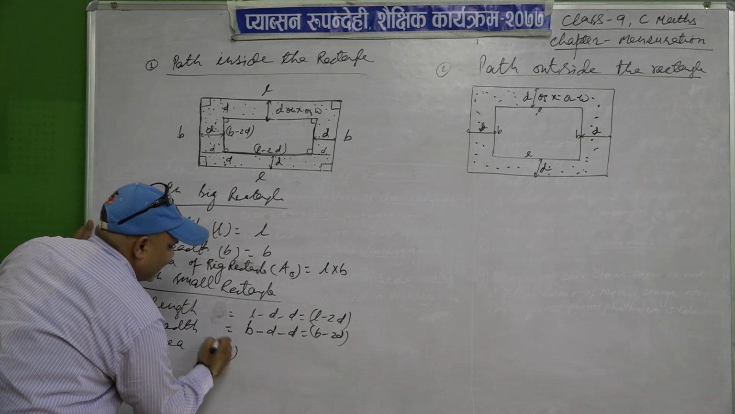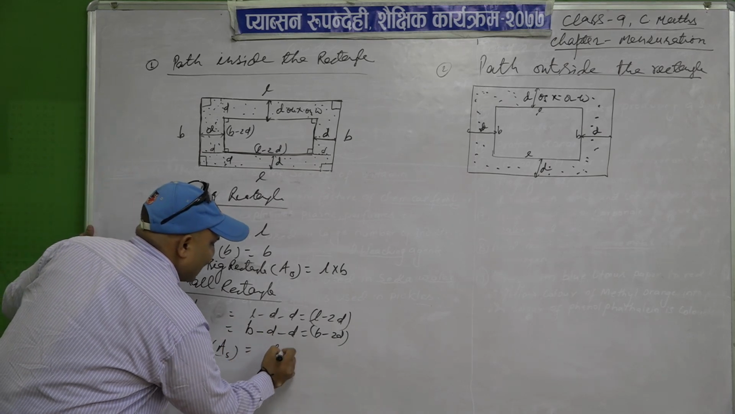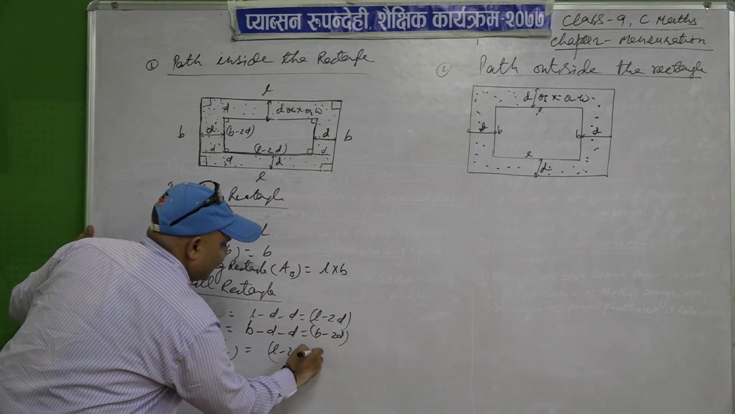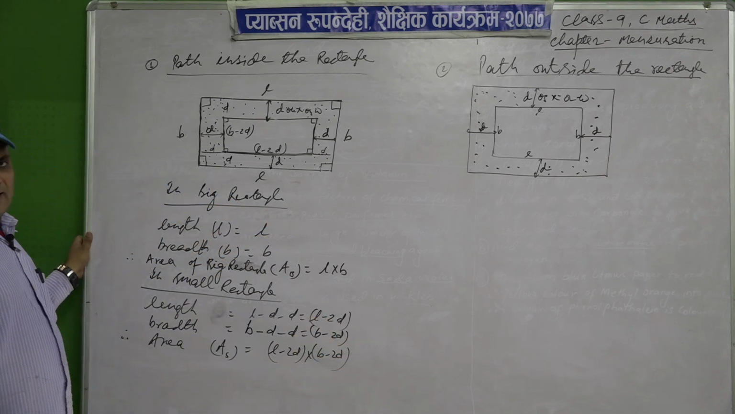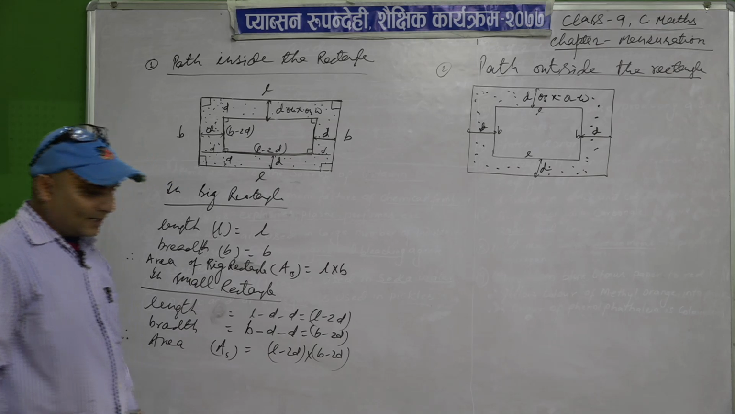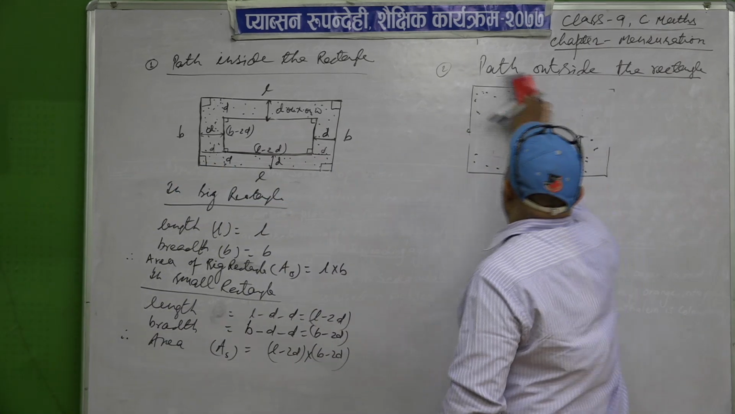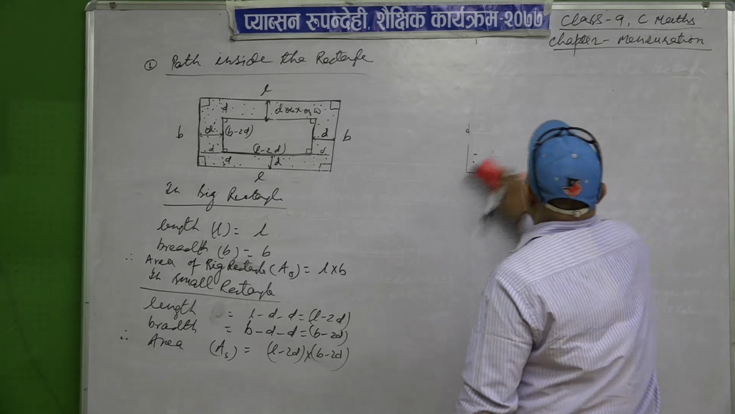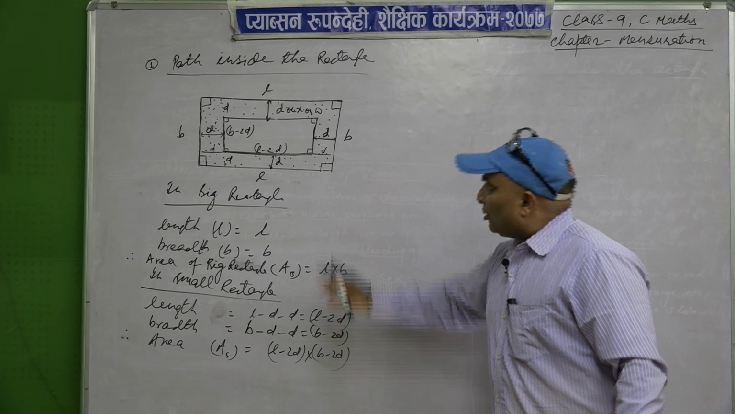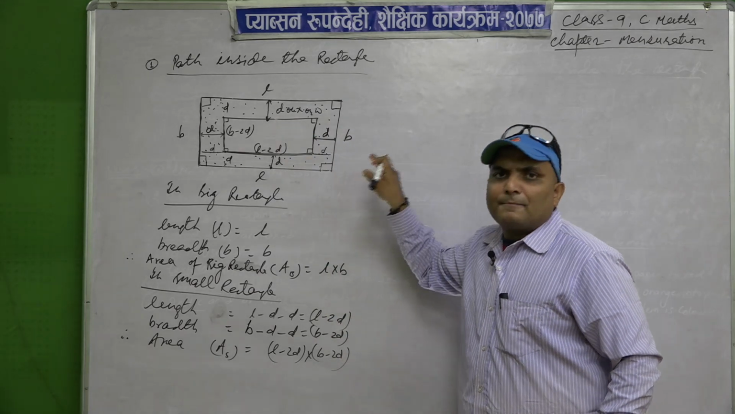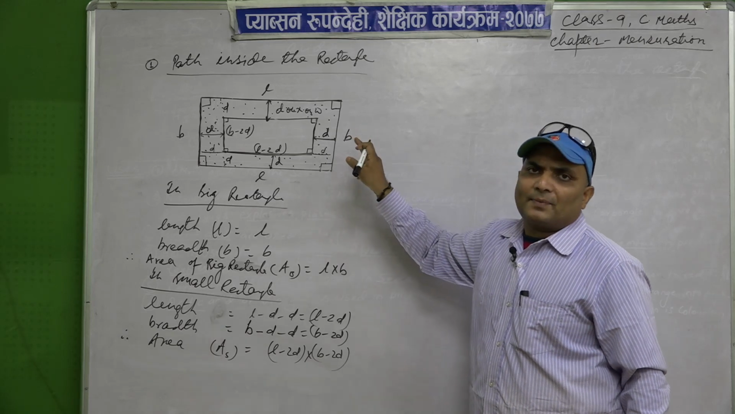Okay, therefore find the area, that is A, the area of the small rectangle, that is L minus 2d into B minus 2d. This is the area of the small rectangle. And then after that what do we do? We subtract the area of the small rectangle from the area of the big rectangle to get this shaded region or area of the path.